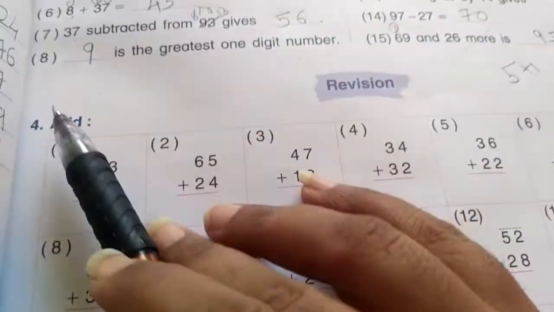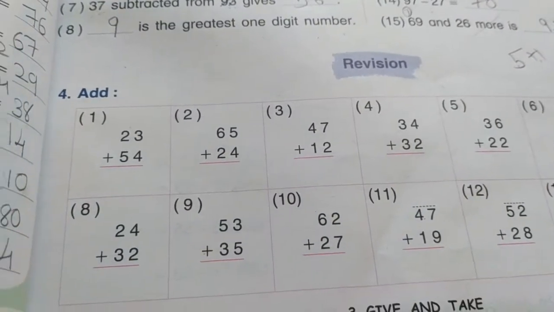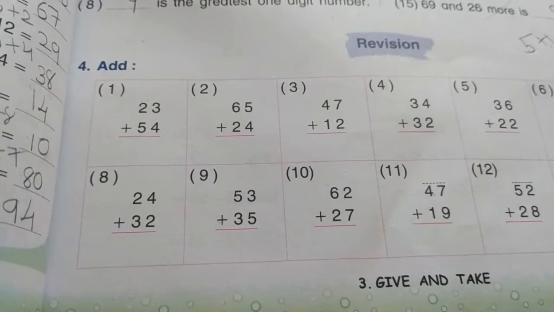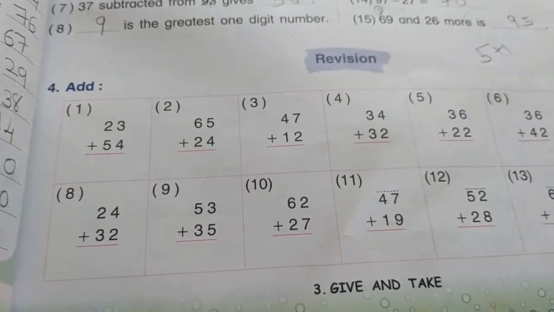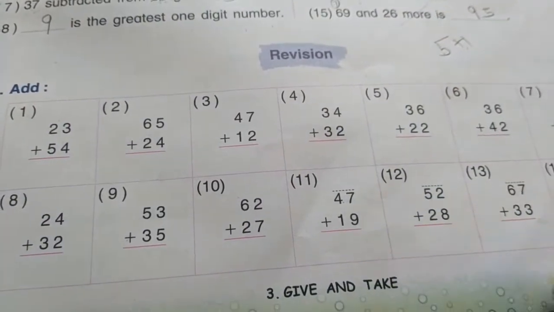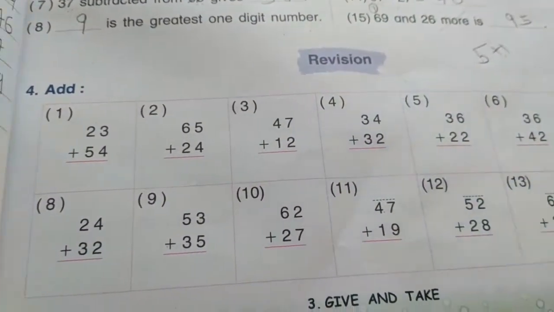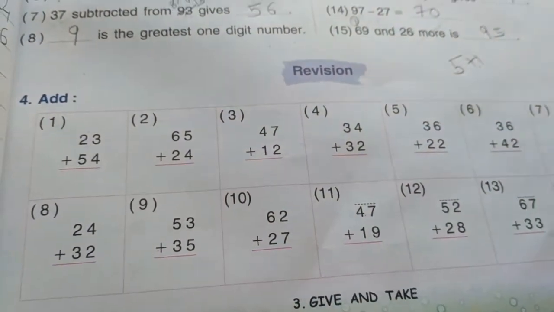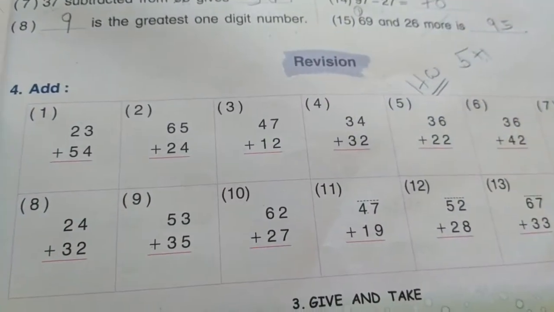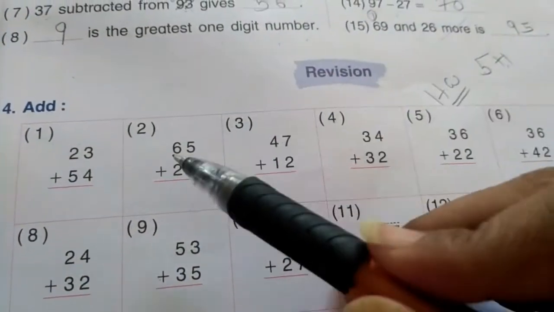Next exercise, add, and this is the revision exercise. We have already learned the addition, how to do addition and subtraction in second standard. Still I am going to show you how to add the numbers. There are some additions with carry and without carry. So I'm going to do some random sums, and the rest of the sums you have to try yourself and finish in homework. I'm going to show you the trick how to count it easily.